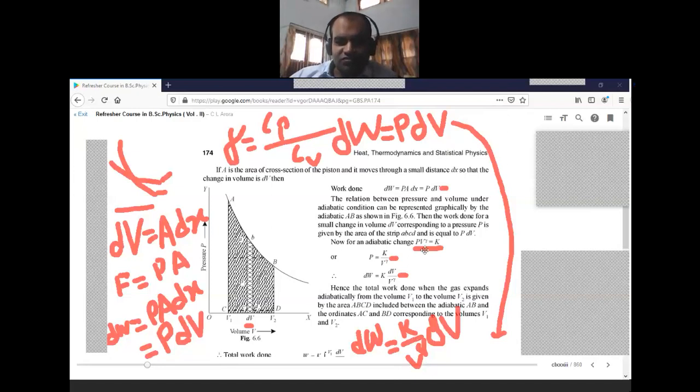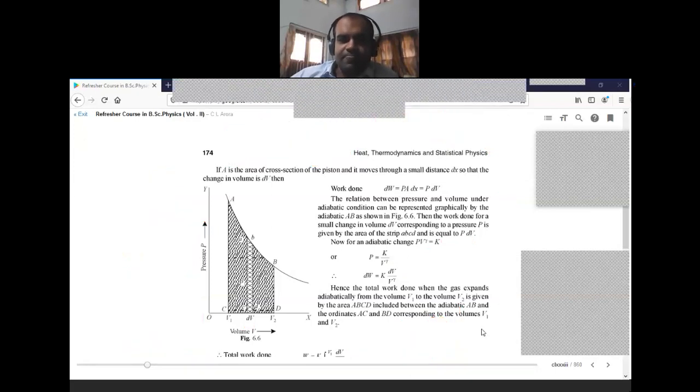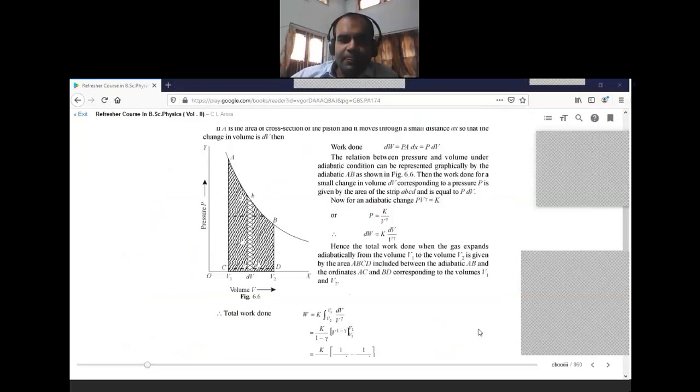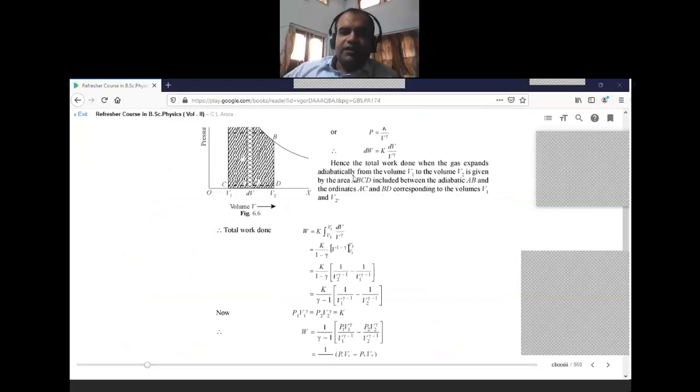This is not that difficult to understand. The only thing you have to remember is that this is the equation of state for an adiabatic process. If we have learned up to this, then we can technically find the work done. Let me remove these annotations so that I can go below.